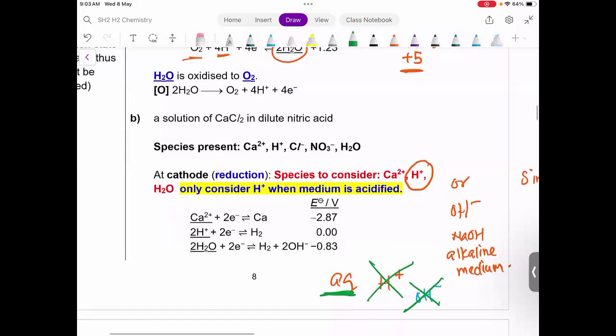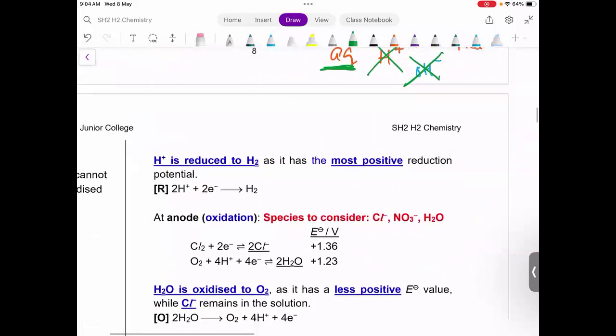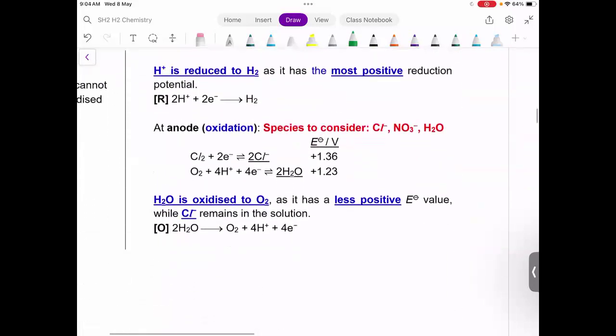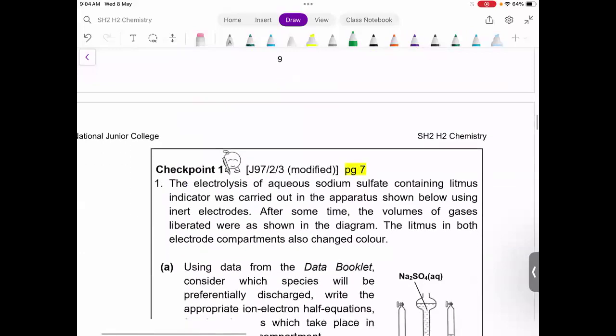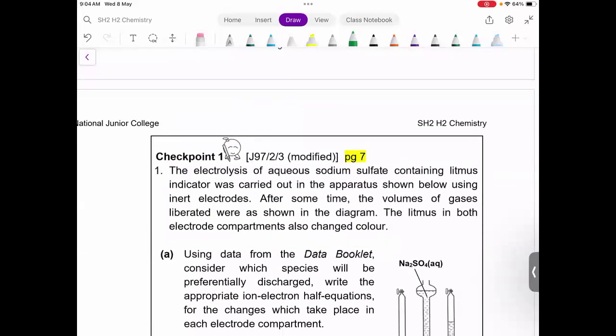This is the only thing that I want to highlight to you. The rest you can read on your own. I think it's very straightforward, very boring. Okay, so let's move on. Let's look at checkpoint 1. Now is for you to work harder.